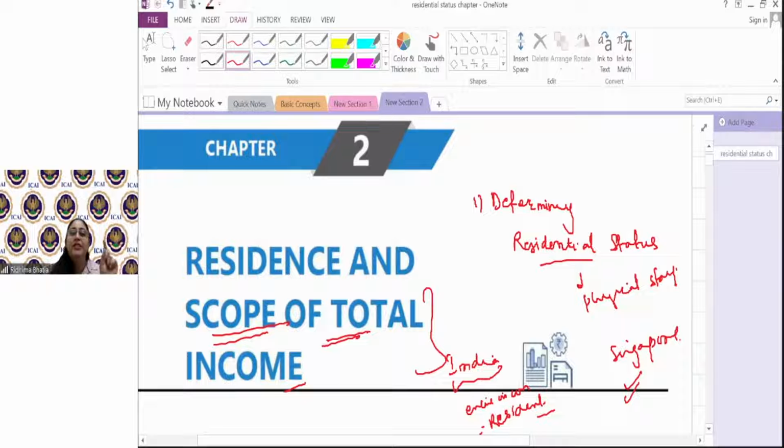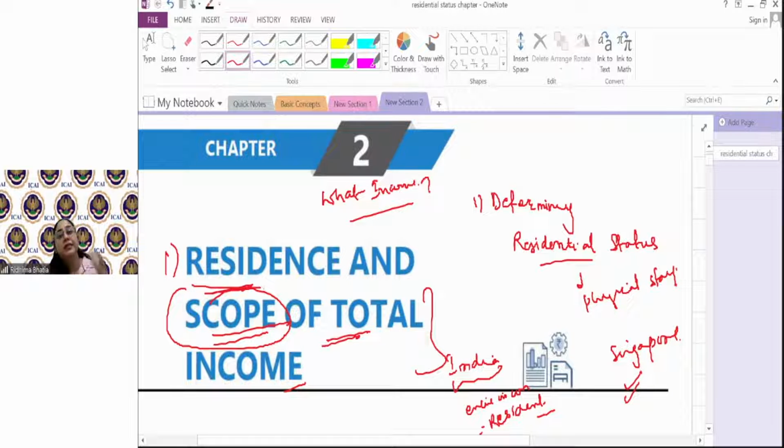The residential status of a person determines the scope. If I want to know what income is taxable in India, everything I'm talking about from the Indian perspective, first I have to determine his residential status. Because residential status will tell whether he has to give tax on only his Indian income, or whether he has to give tax on his entire income.